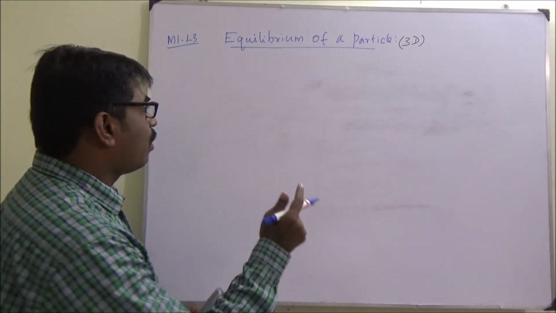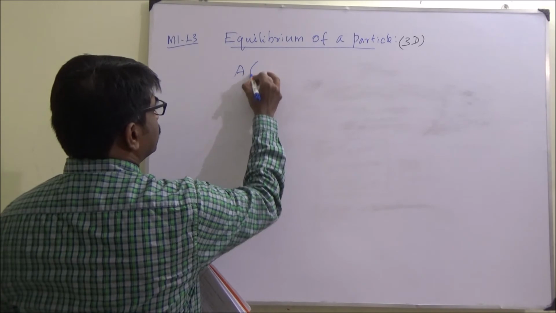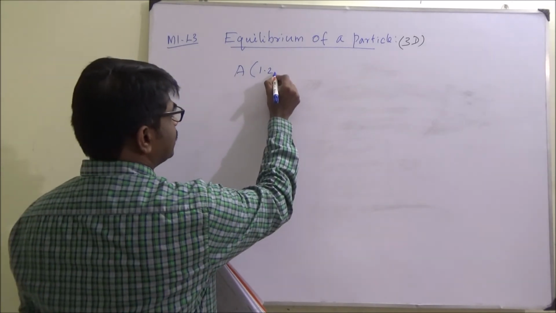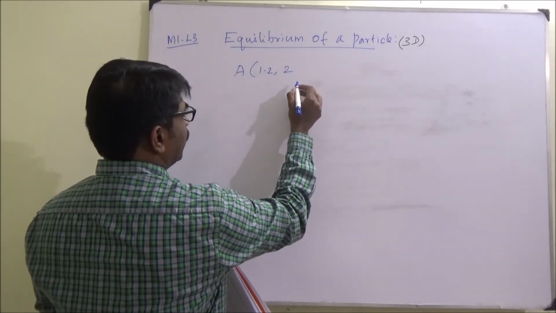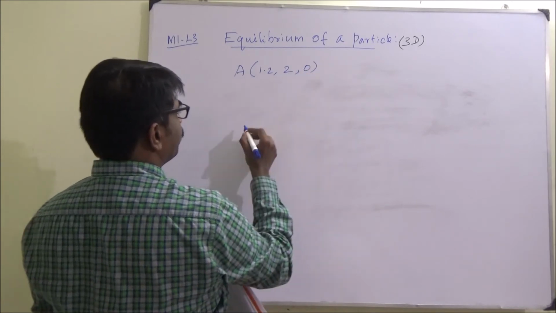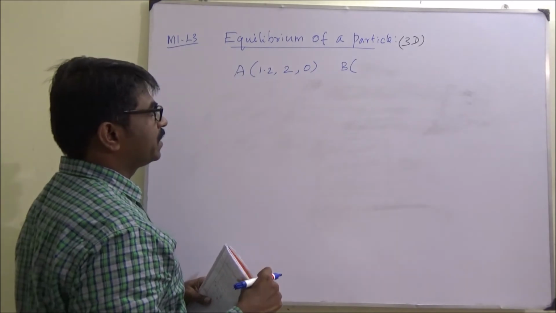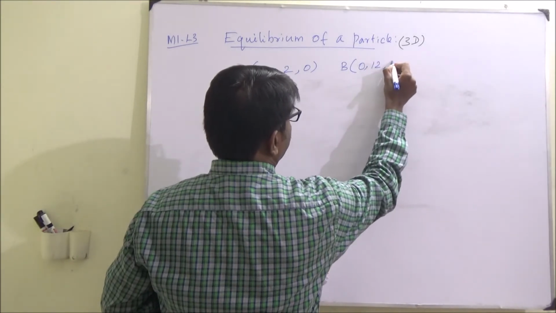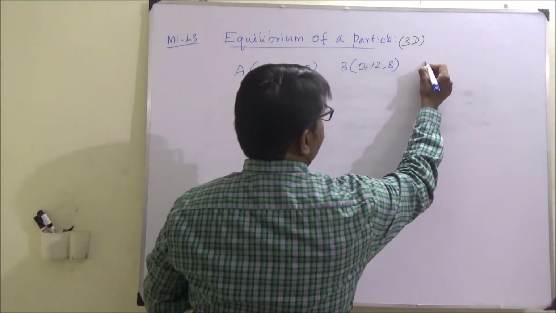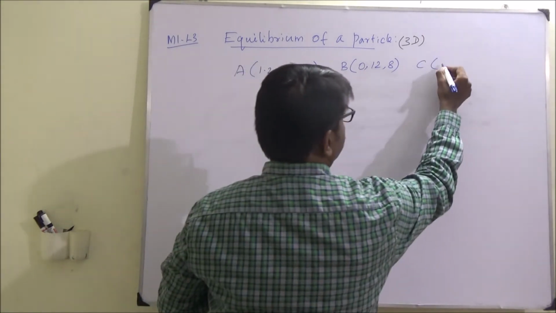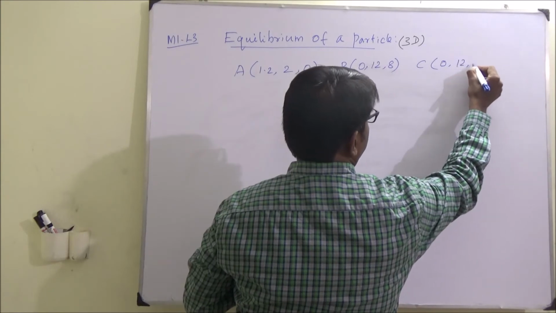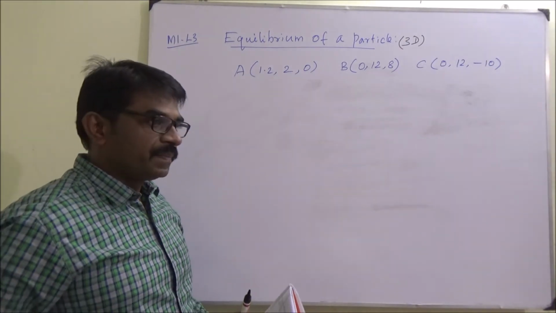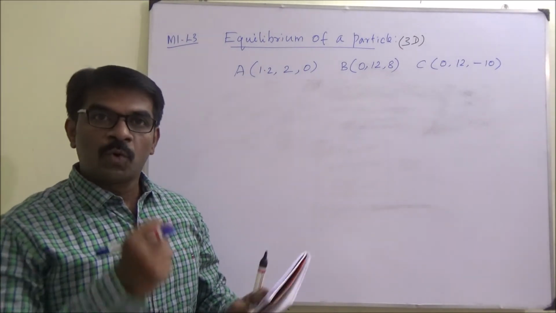So the coordinates for the given problem are: A point is 1.2 meter in x distance, y is 2 meter, and z is 0. B point is 0, 12 and 8. Similarly, for C, 0, 12, minus 10. Okay. So in the given problem, there are 4 vectors, 2 ropes.